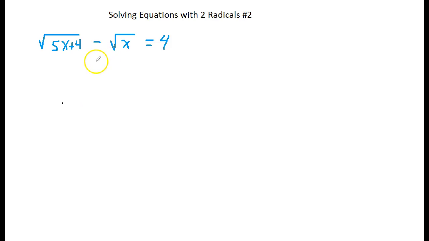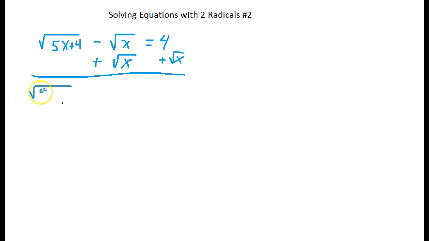All right, first thing I'm going to do is move each radical to the other side of the equal sign. So one radical is going to stay on the left side. This one I'm going to move to the right. So I'm going to add square root of x to both sides. Okay, so I have square root of 5x plus 4 equals square root of x and then plus this 4. Then what I'm going to do is undo the square root.